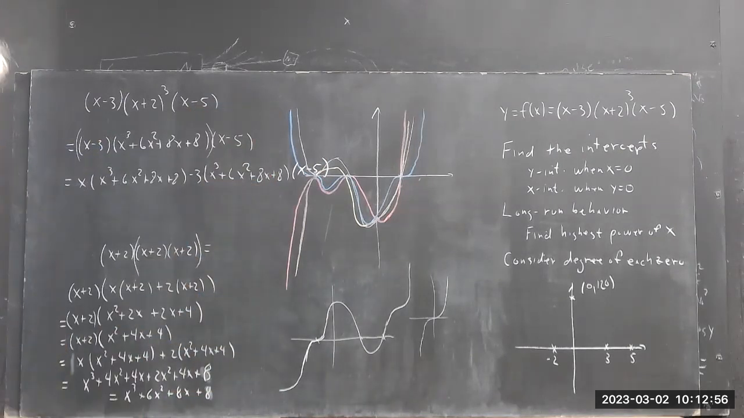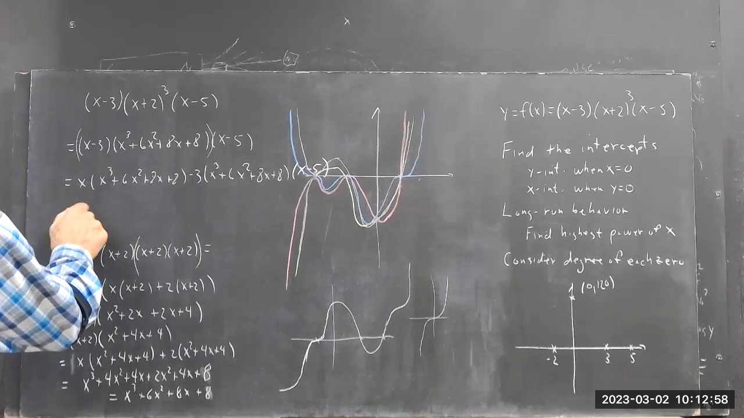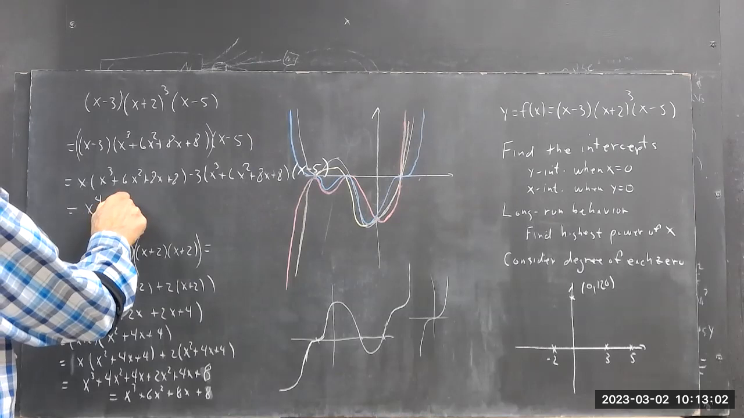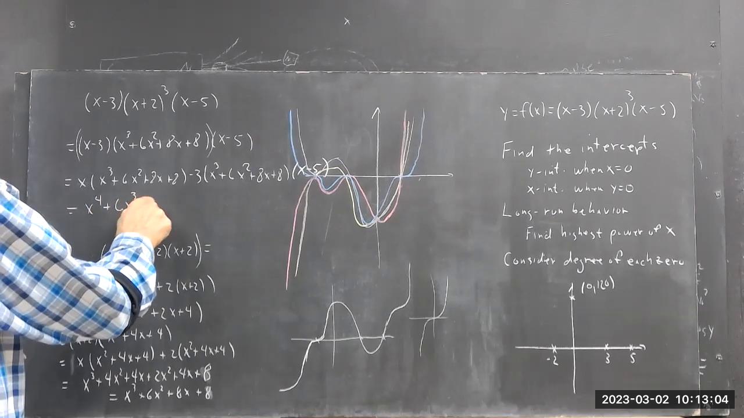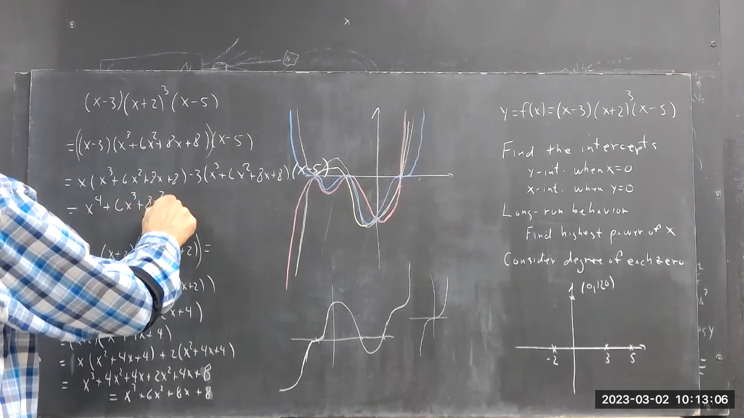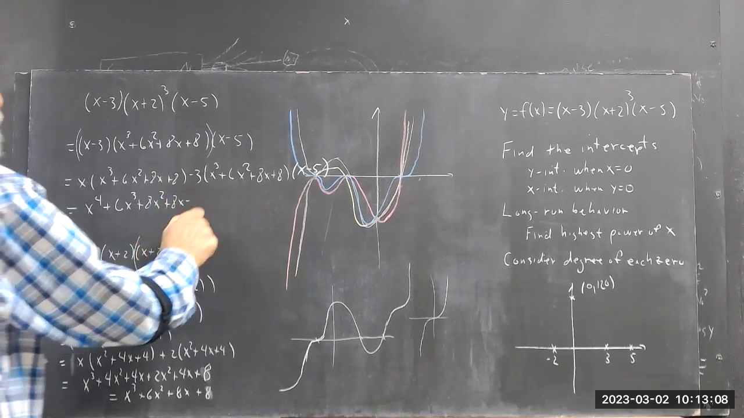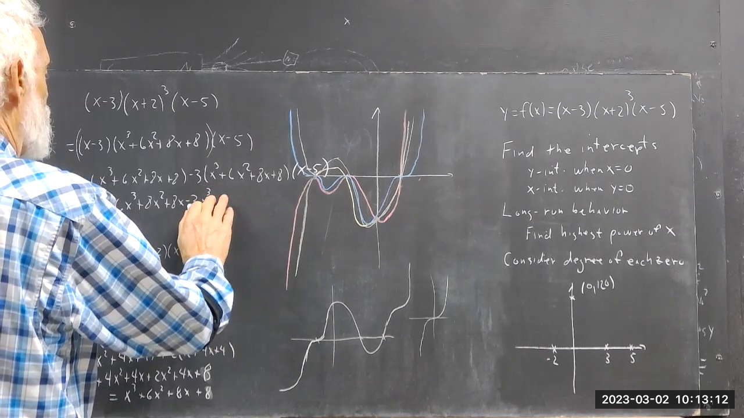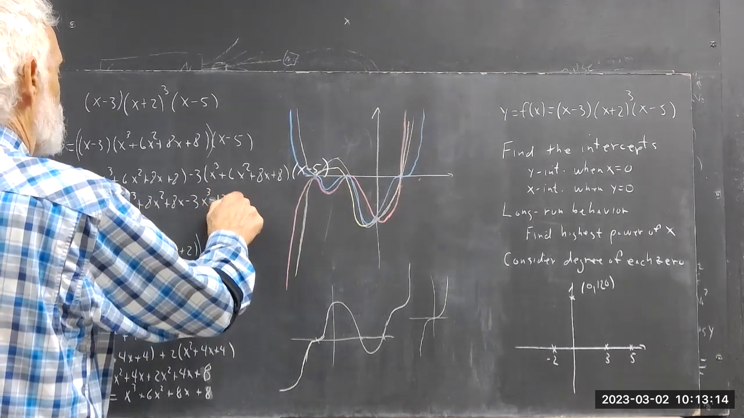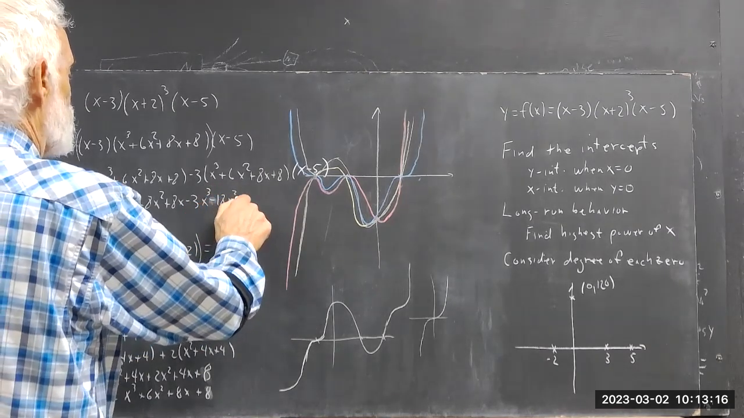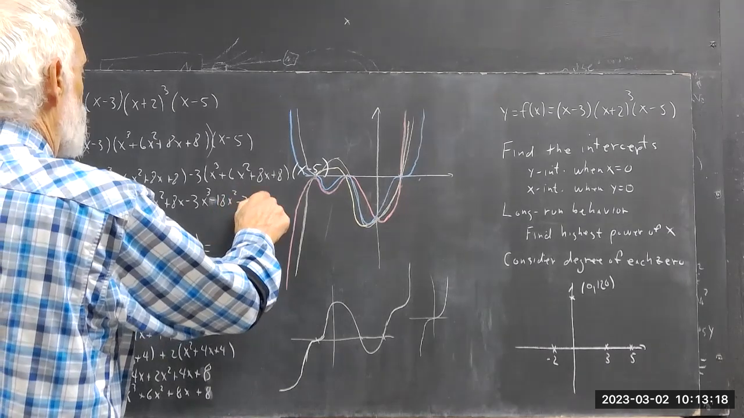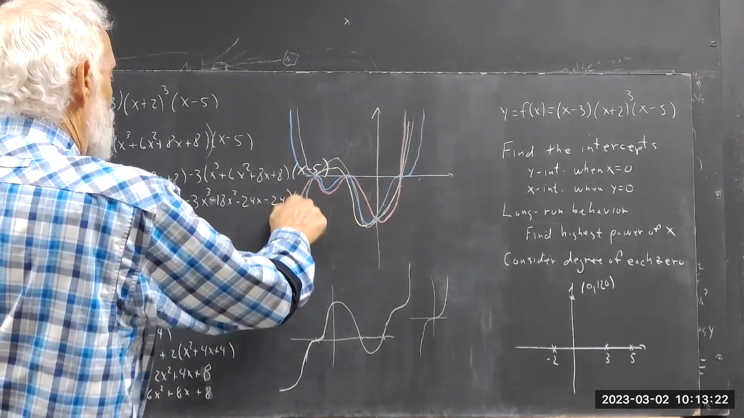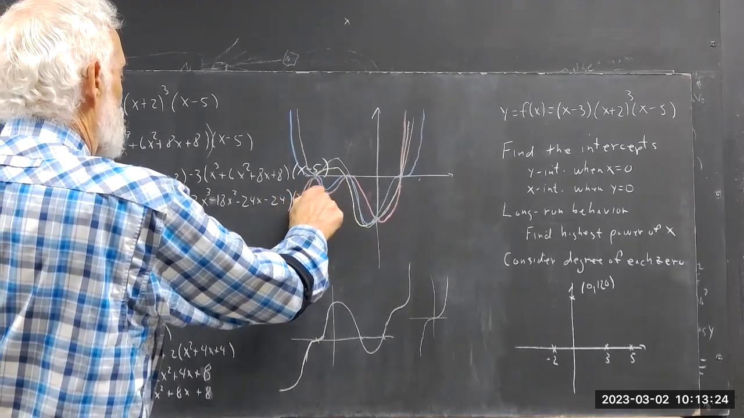Okay. Multiply that out. Well, multiplying all this by x means actually x to the 4th plus 6x cubed plus 8x squared plus 8x, minus 3x cubed minus 18x squared minus 24x minus 24. All that times x minus 5.